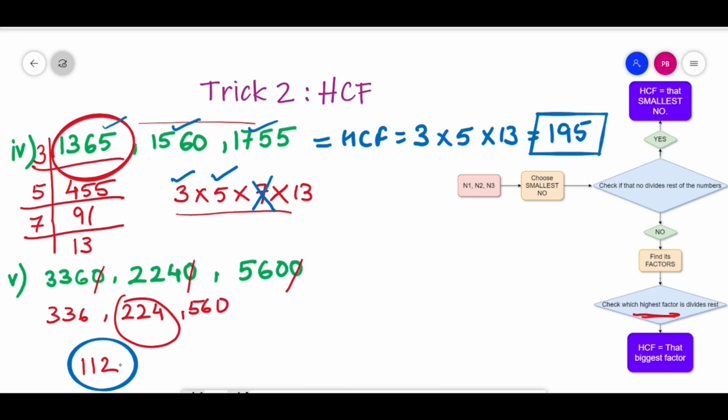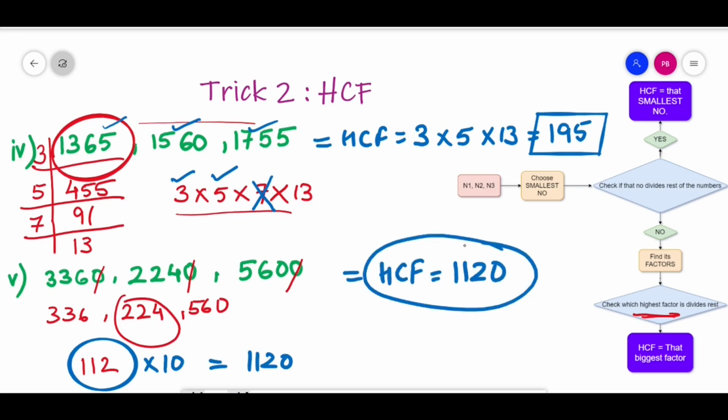So just multiply 112 by 10 and you will get your HCF. So HCF is 1120. That's your final answer.